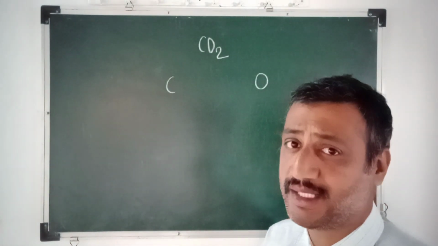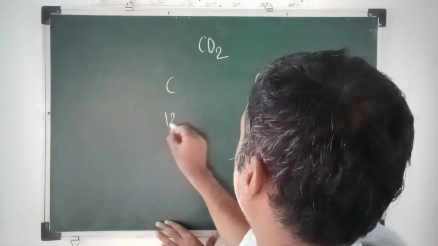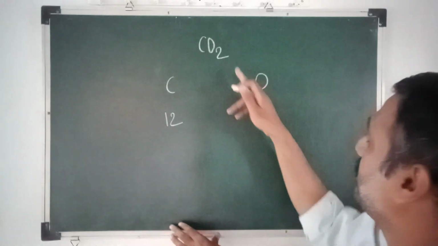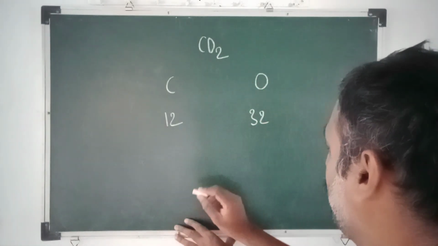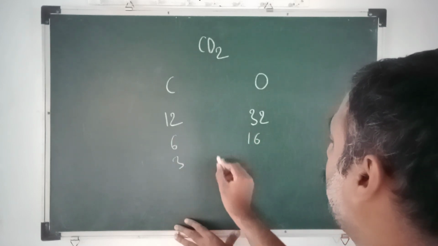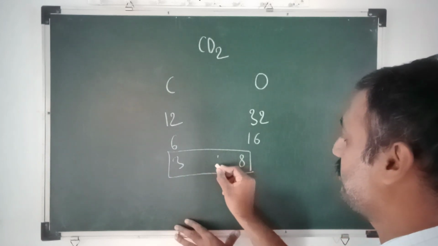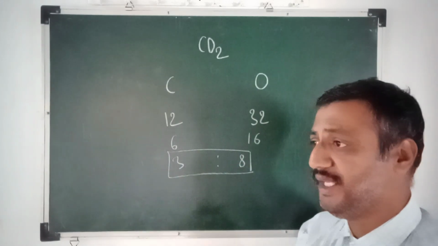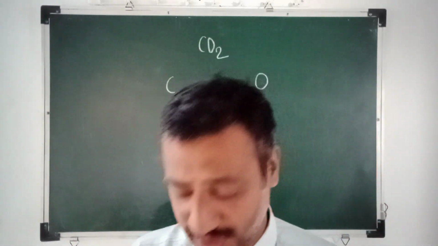How much is it? Let's try to calculate. Carbon atomic mass, how much? 12, and oxygen atomic mass 16. So 2 oxygen we have, 16 plus 16, 32. So it's 12 as to 32, nothing but 6 as to 16, that is 3 as to 8. So by mass, the carbon to oxygen mass ratio is 3 as to 8 in carbon dioxide, and that ratio is the fixed one. Always it is fixed.